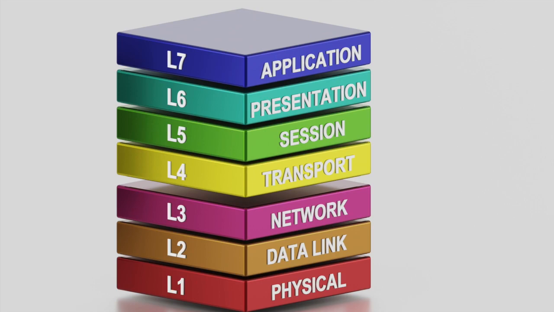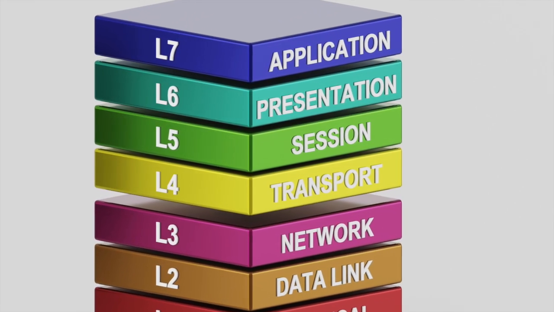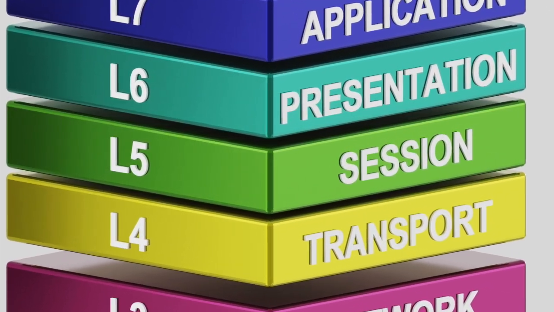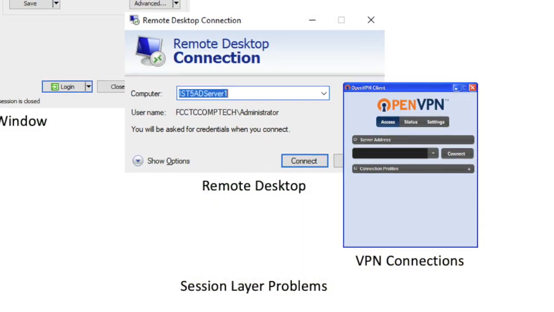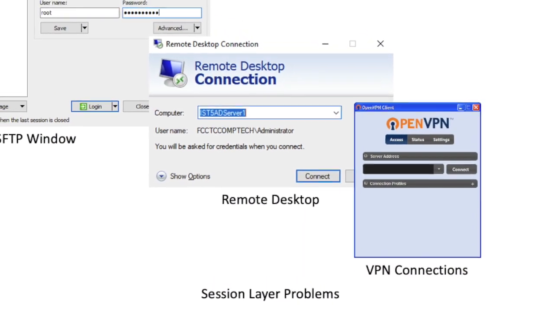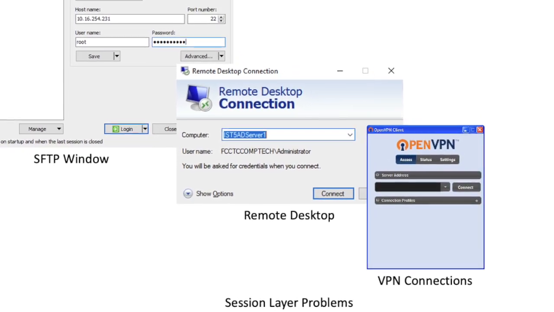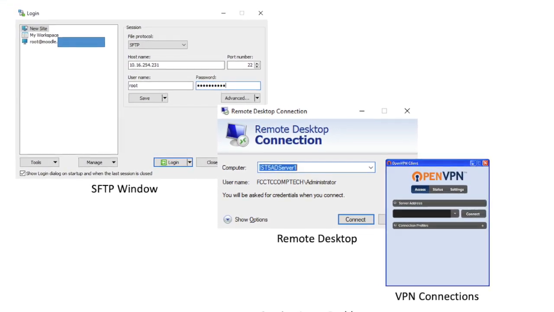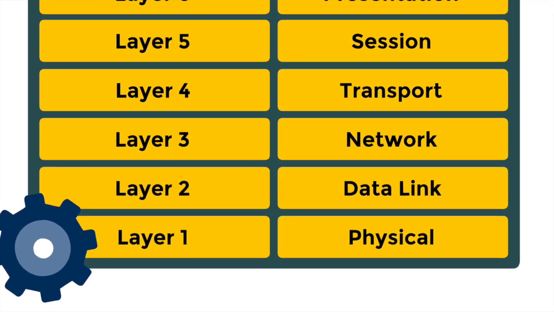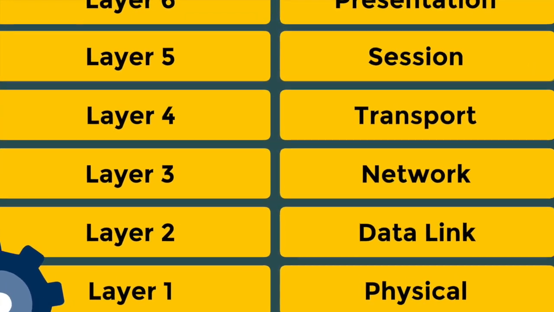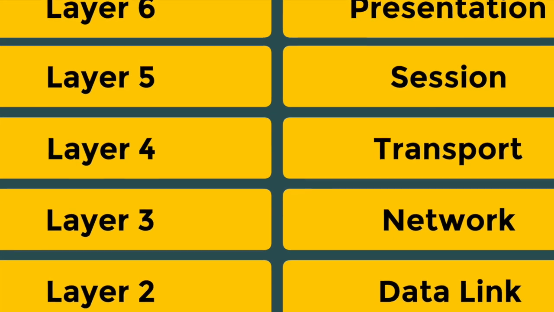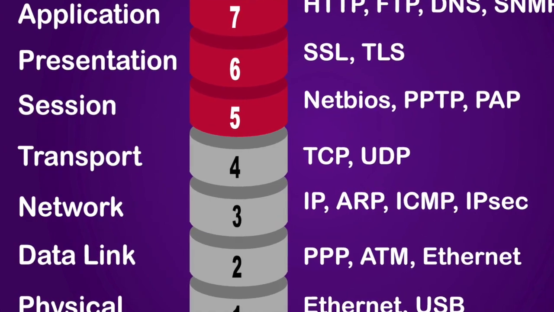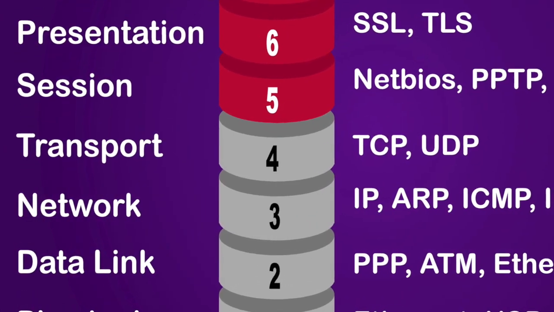Layer 5, the session layer of the OSI model, is responsible for establishing, maintaining, and terminating virtual connections between 2 communication partners on the network. Problems with establishing a virtual private network, VPN, remote desktop protocol, RDP, or secure shell, SSH connections are all session layer problems. Layer 4, the transport layer, is responsible for error correction, flow control, and segmentation. The 2 protocols that function at this layer are the Transport Control Protocol, TCP, and the User Datagram Protocol, UDP.